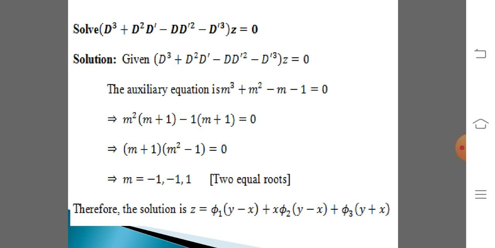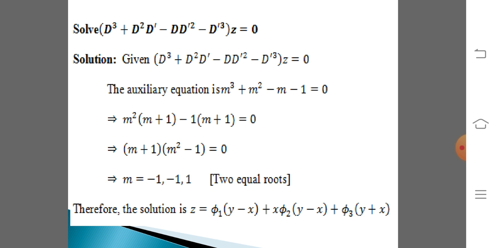Look at the first two terms. m² is a common factor. You take m² outside from the first two terms, you get m² into (m plus 1). Similarly, from the last two terms, the common factor is clearly minus 1. So if minus 1 is taken out from the last two terms, we get minus 1 into (m plus 1) equal to 0. So in between these two, m plus 1 is a common factor. So if m plus 1 is taken out, we get (m plus 1) into (m² minus 1) equal to 0. This gives m plus 1 equal to 0 or m² minus 1 equal to 0.